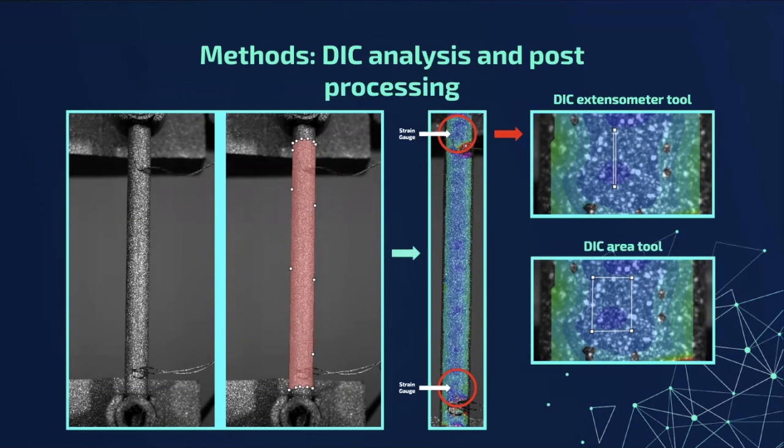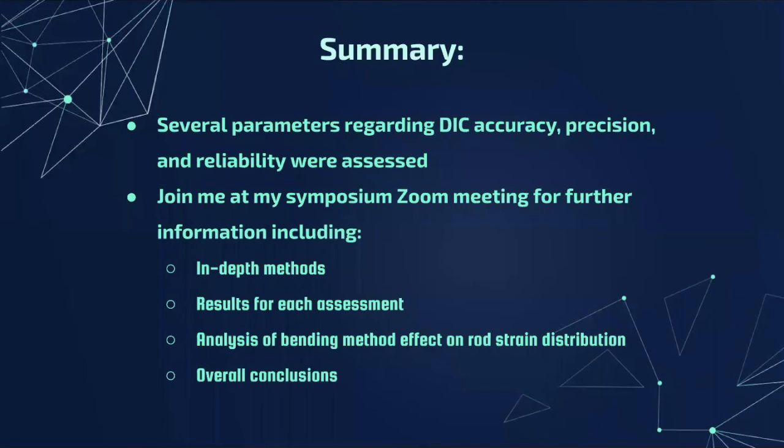DIC allowed for the use of different virtual tools, although we will focus on the extensometer and area tools in this report. The selections for the extensometer and area tools, which can be seen on the right, were virtually placed over the mechanical strain gauges at the top and bottom of each rod. To summarize the scope of this project, several parameters regarding the DIC system's accuracy, precision, and reliability were assessed. To achieve this, an in vitro model with application to implantable spinal instrumentation was used to test the system.